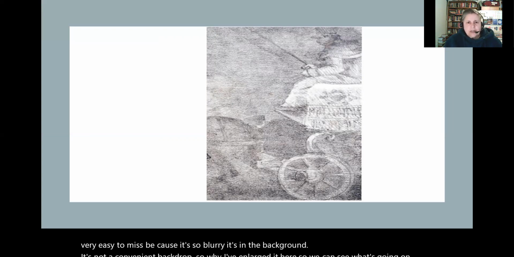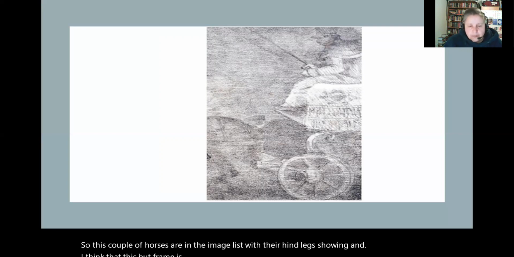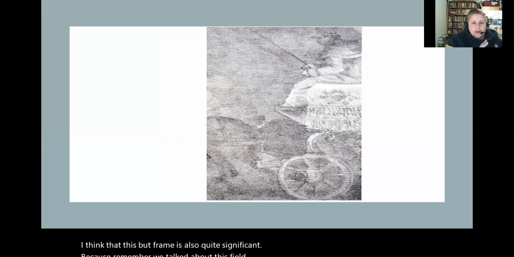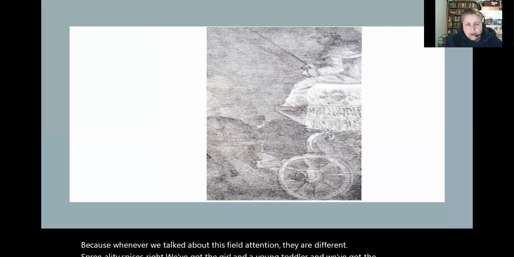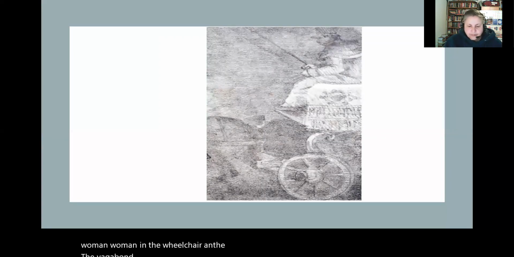So there's a couple of horses in the image, at least with their hind legs showing, and I think that this frame is also quite significant, because remember we talked about this field of tension. They are different reality spaces, right? We've got the girl and the young toddler, and we've got the woman in the wheelchair, and the vagabond man, and we've got this.